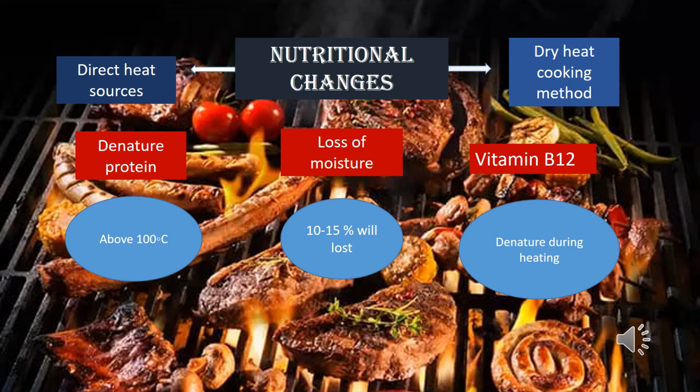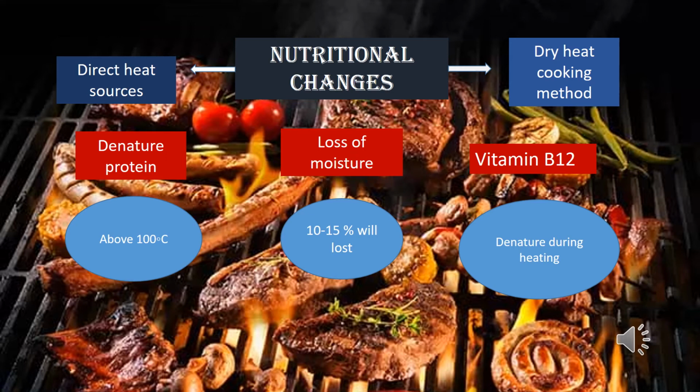So we move to the first point, which is denaturation of protein. The protein will denature when the heat is above 100 degrees C. When the proteins are denatured during heating at temperatures above 100 degrees C, a few changes happen in the meat, including disruption of the cell membrane, shrinkage of fiber, and aggregation and gelling of myofibrillar and sarcoplasmic protein.